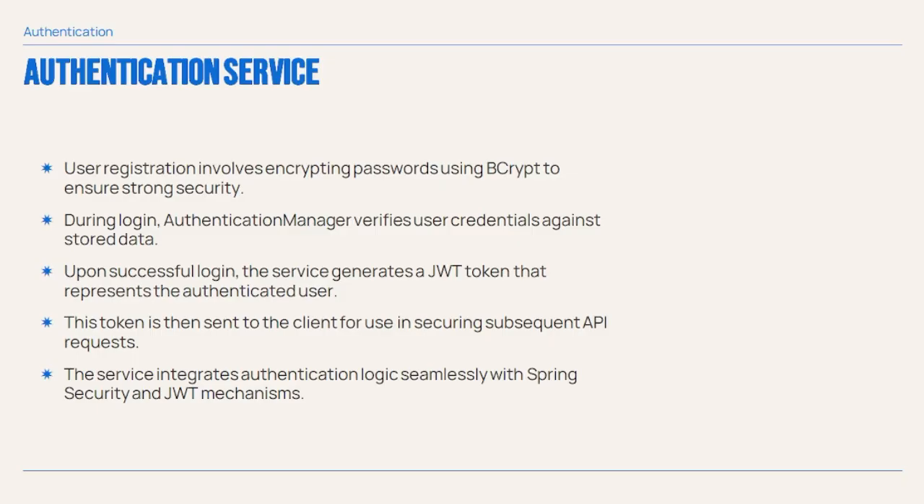In the authentication service, user registration involves encrypting the password using bcrypt, or you can write your own password encoder. During login, the authentication manager verifies the user credentials. It validates the username and password. Upon successful login, a JWT token is generated and returned.